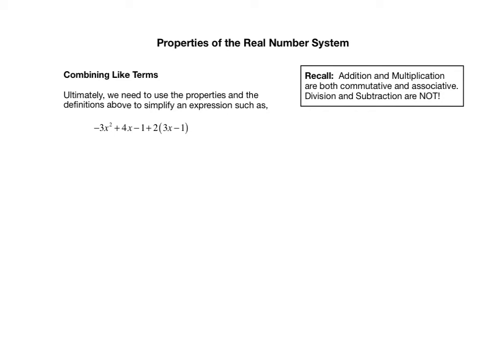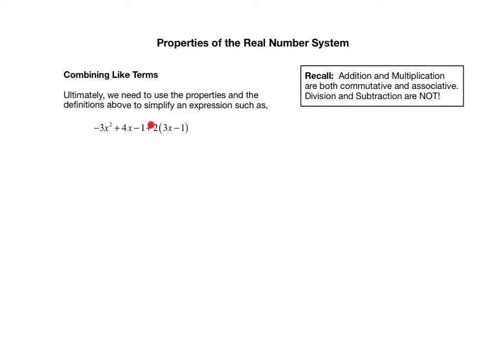This is our last screencast on the properties of the real number system, and it culminates in simplifying expressions like this. So we use the associative, commutative, and distributive properties to simplify complicated expressions like this. Developing fluency in combining like terms is an essential skill needed throughout the rest of the entire course and in any study of algebra in the future.